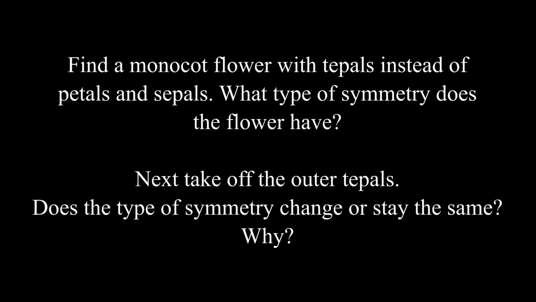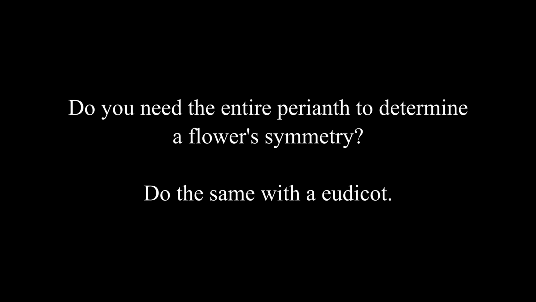So the first question is to find a monocot flower with tepals instead of petals and sepals. What type of symmetry does the flower have? Next, take off the outer tepals, which would be the sepals. Does the type of symmetry change or does it stay the same? Why? Do you need the entire perianth to determine a flower's symmetry?